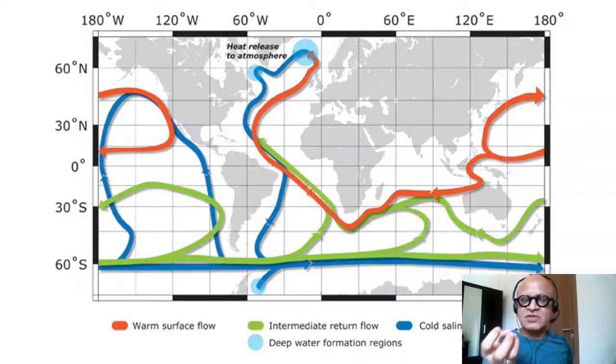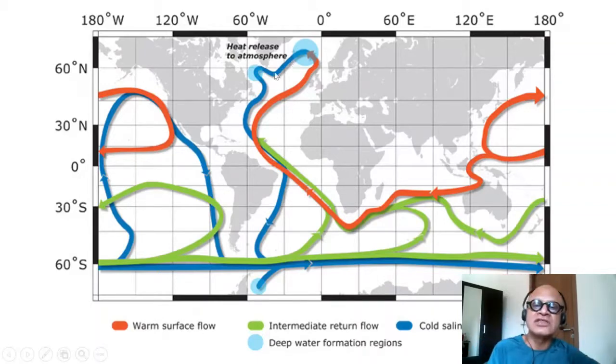The density of seawater is a non-linear function of temperature and salinity. So that sinks, and this blue arrow, the blue color, is the southward flowing subsurface deep water, and there are intermediate waters as well. You can see the intermediate return flow in green colors and the warm surface waters here.